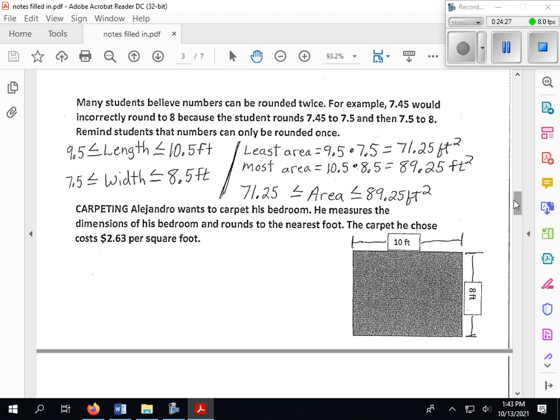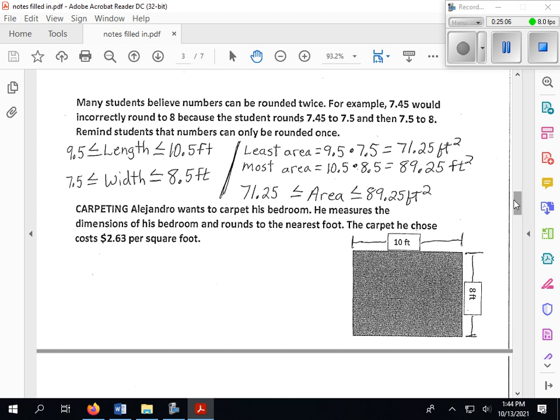When Alejandro measured this, he said he went to the nearest foot. So do we know for sure that the length of his room here is 10 feet? What's it between? 9.5 and 10.5. So we can go a half a foot one way or half a foot the other way, right? We don't think he's an idiot who measured 10 feet and it's actually 15 feet. So we know that it's somewhere in between 9.5 feet and 10.5 feet. We think that he's measuring good enough.